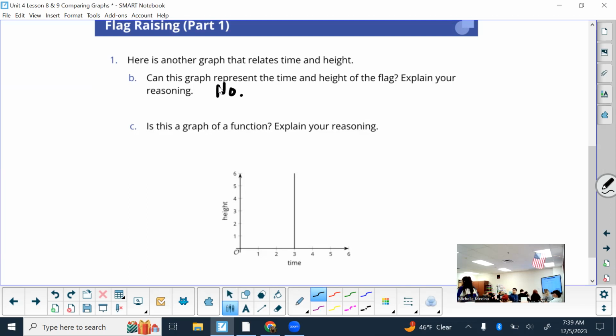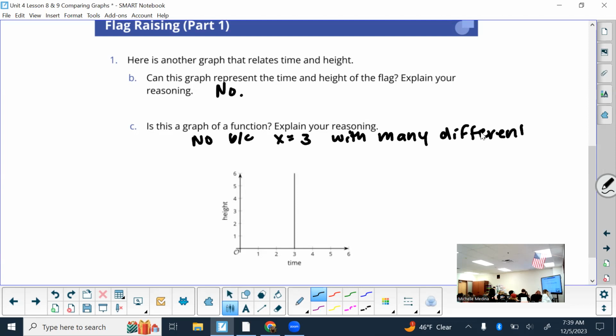So table 7. Is this graph a function, yes or no? And why is it not a function? Okay, good, they said it beautifully. So x is just 3, but it has many different y's. All right, remember what makes something not a function? X's that repeat with different y's.